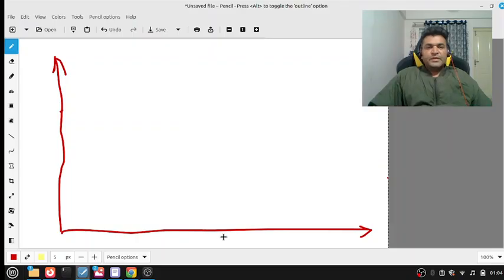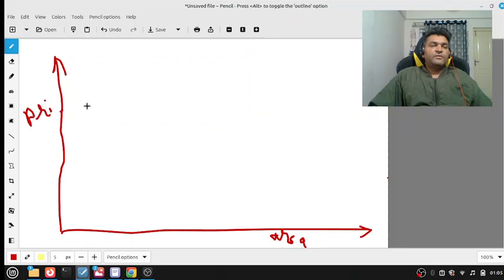Suppose on the x-axis I'm giving the area in square feet of any plot or flat or something like this. So this is the area, in square feet. And what is this? This is the price. So according to area, we are predicting the price.